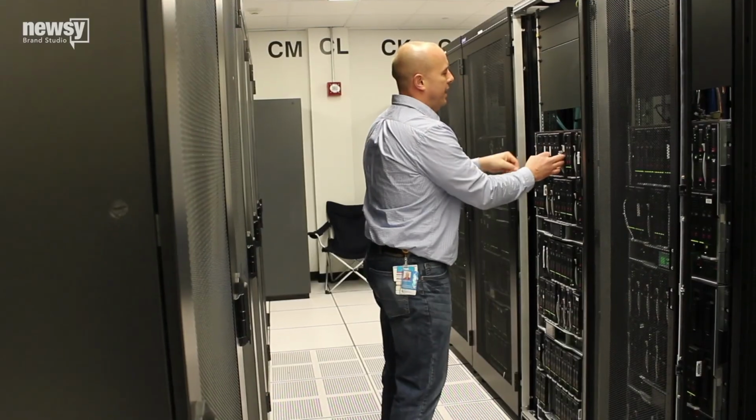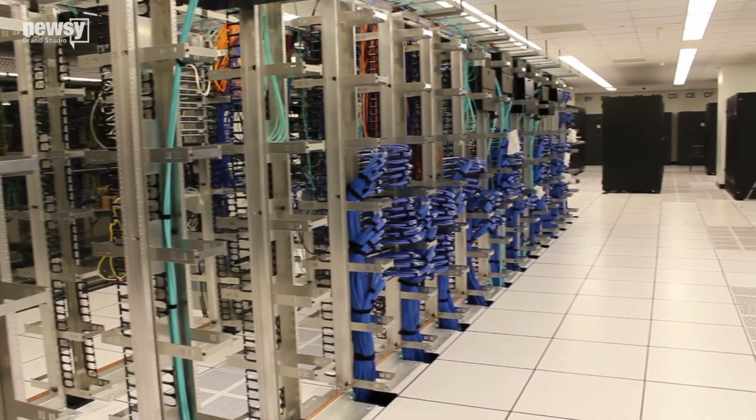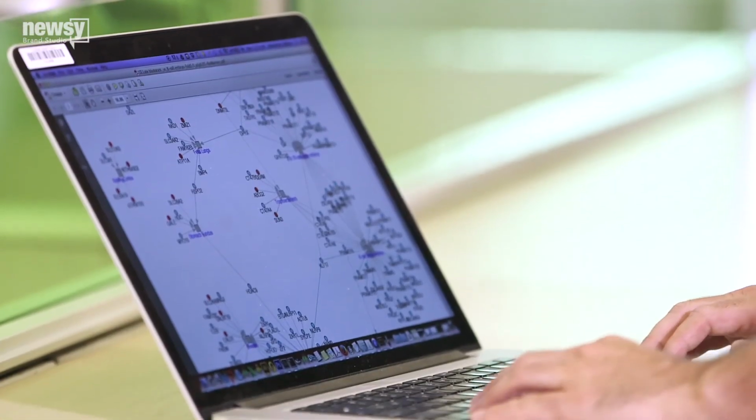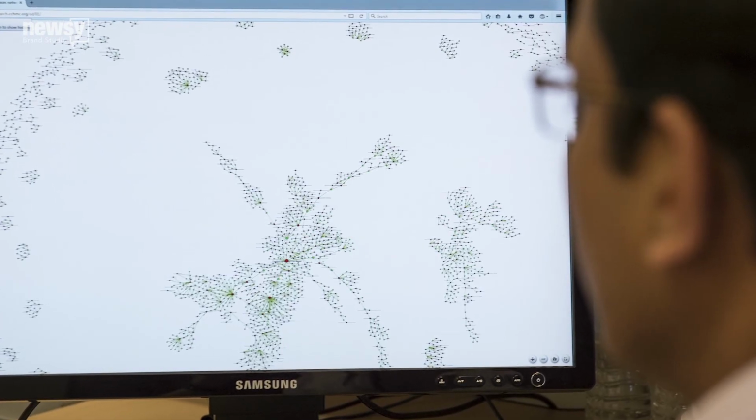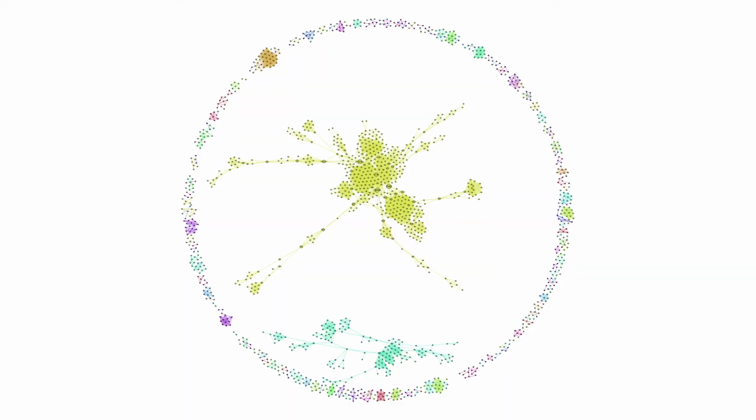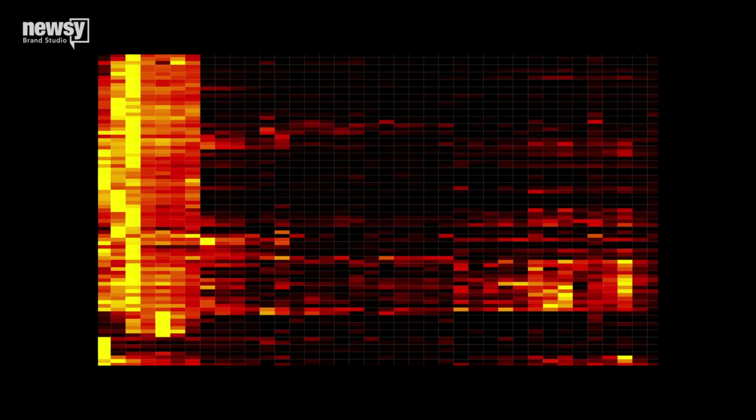Making sense of all this data requires massive amounts of computing power and creative ways of looking at it. Billions of data points are translated into visual tools like heat maps and network association diagrams. From these tools, overlaps and patterns begin to emerge, which help direct researchers to key discoveries.